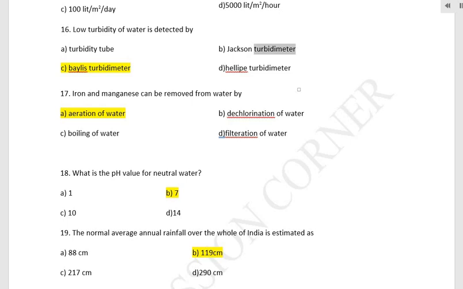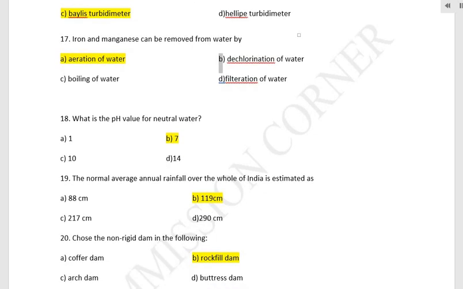Jackson turbidimeter. C. Baylis turbidimeter. D. Hellige turbidimeter. 17. Iron and manganese can be removed from water by A. Aeration of water. B. Dechlorination of water. C. Boiling of water. D. Filtration of water.